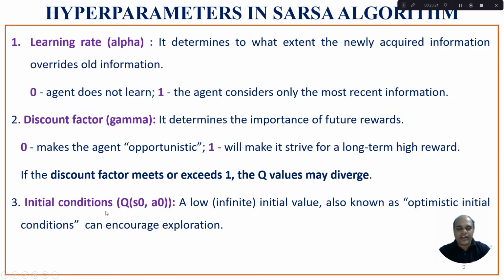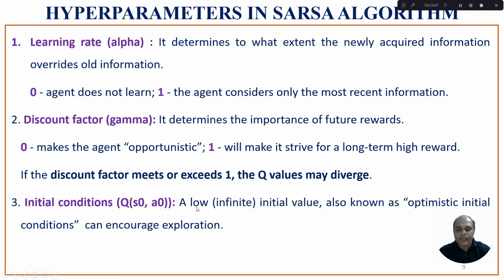And the initial condition of the Q values, the Q table. The Q table entry will depend upon the current state and the current action, S0 and A0. S0 is the state, A0 is the action. For each state and action, a Q table entry will be there, right? So we need to initialize this Q table entry initially, right?